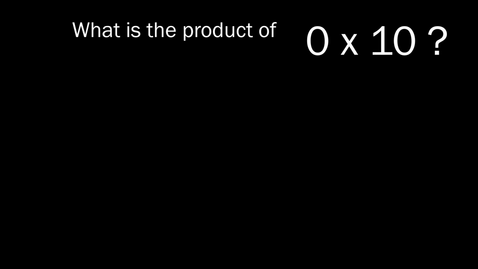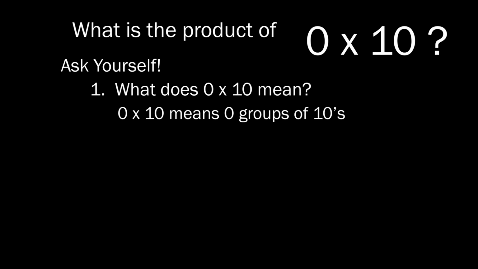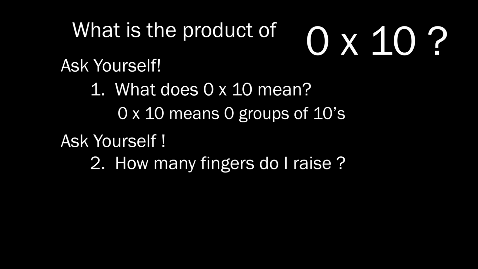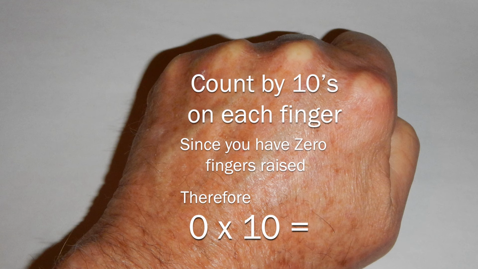What is the product of 0 times 10? What does 0 times 10 mean? 0 times 10 means 0 groups of tens. How many fingers do I raise? There are 0 groups of tens, therefore I raise 0 fingers. Count by tens on each finger.